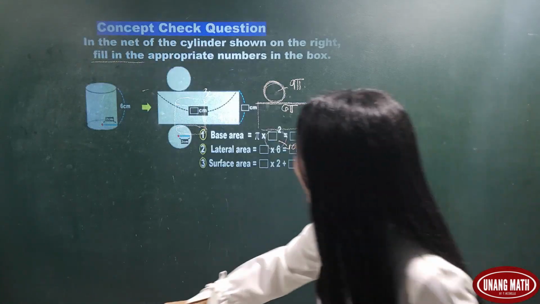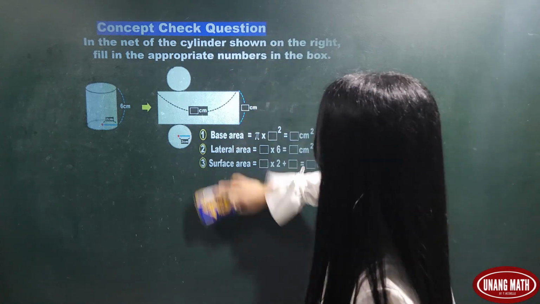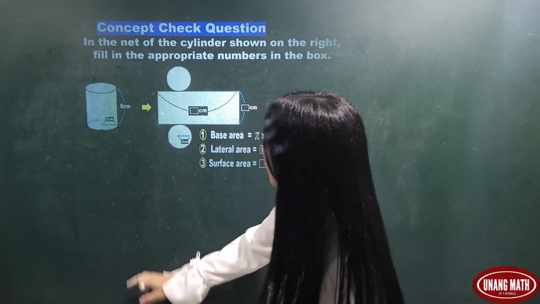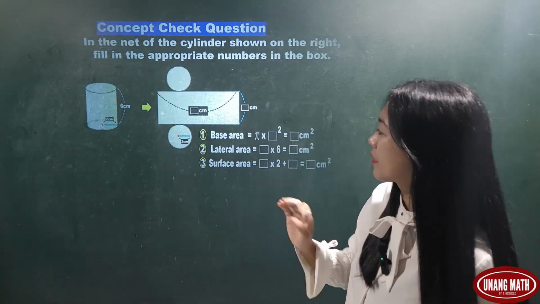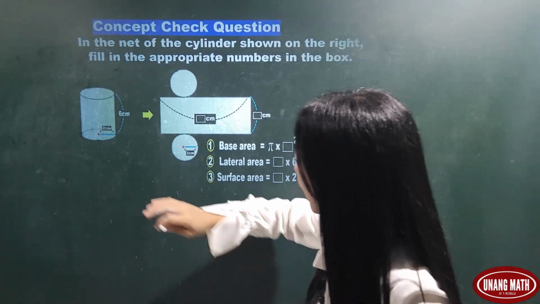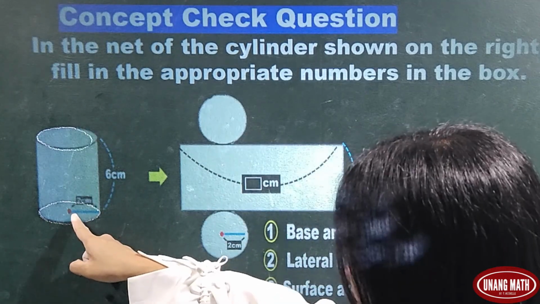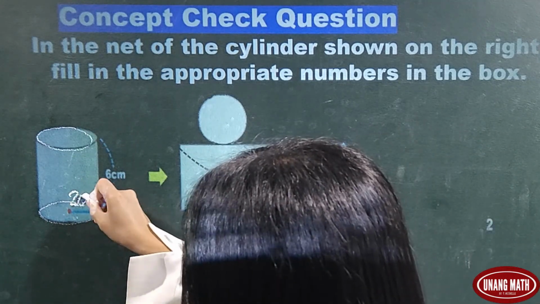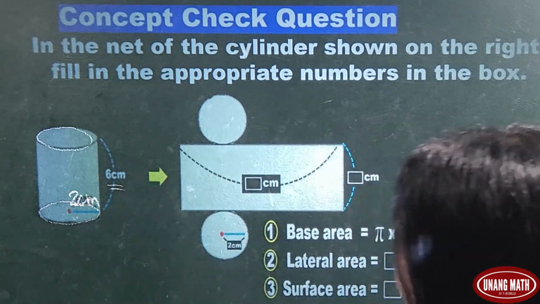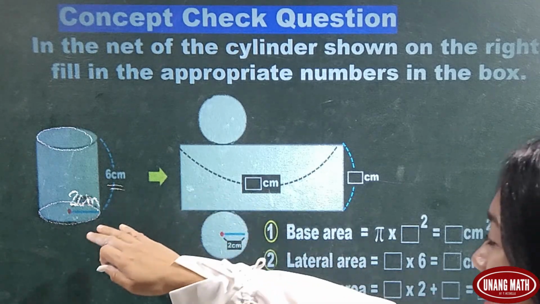By this time, let's answer this concept check question. In the cylinder that is shown here, we are going to fill in the appropriate numbers in the boxes. This is our cylinder. The bases are circles. It's given here that the radius of the circle is 2 centimeters and the height is 6 centimeters. So we are going to find the area of the base, the lateral area, or the area of the lateral face, and the surface area of this cylinder.